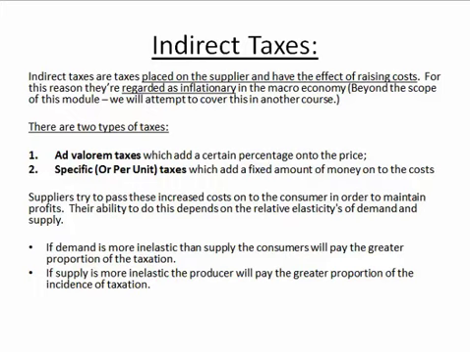There are two types of taxes. The first is ad valorem taxation, which adds a certain percentage onto the price. The second is a specific or per unit tax, which adds a fixed amount of money onto the costs. Suppliers try to pass these increased costs onto the consumer in order to maintain profits.